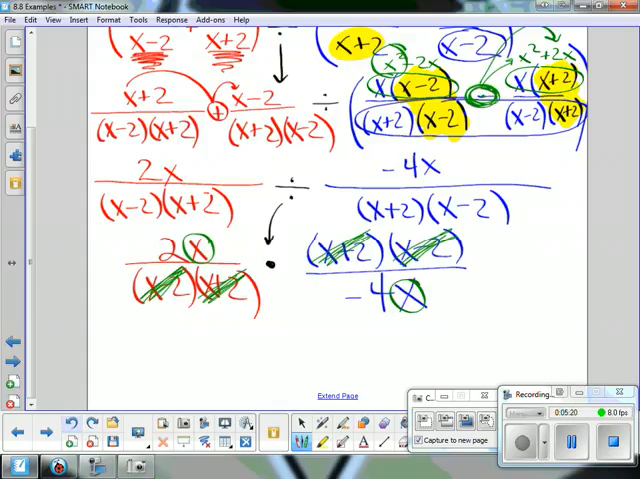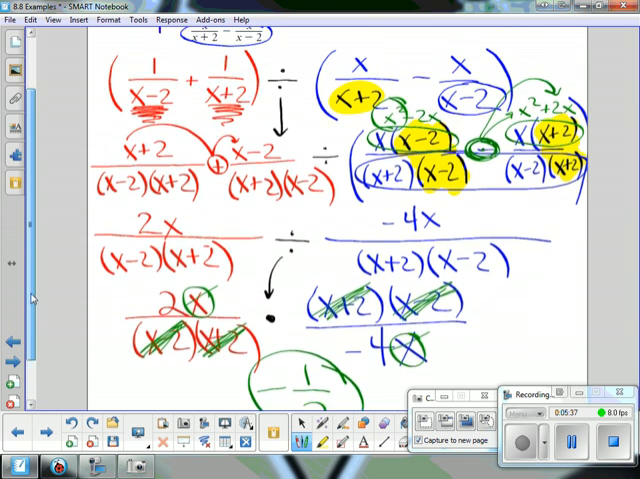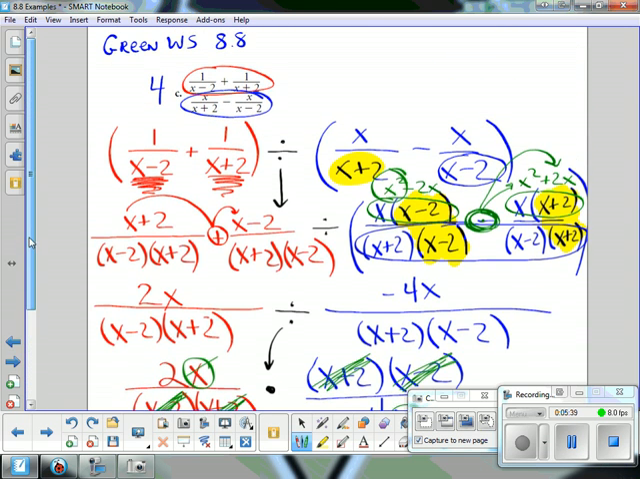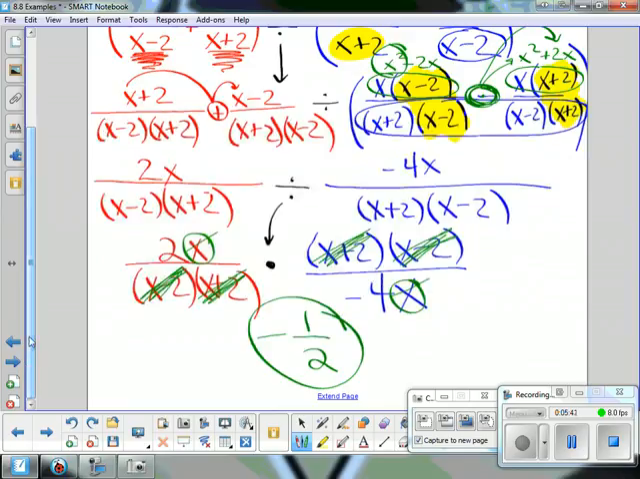2 times x over negative 4 times x, the x is canceled. So all that's left is a 2 on the top and a negative 4 on the bottom. That reduces to negative 1/2. So that big mess of an original problem at the top ends up equaling negative 1/2.